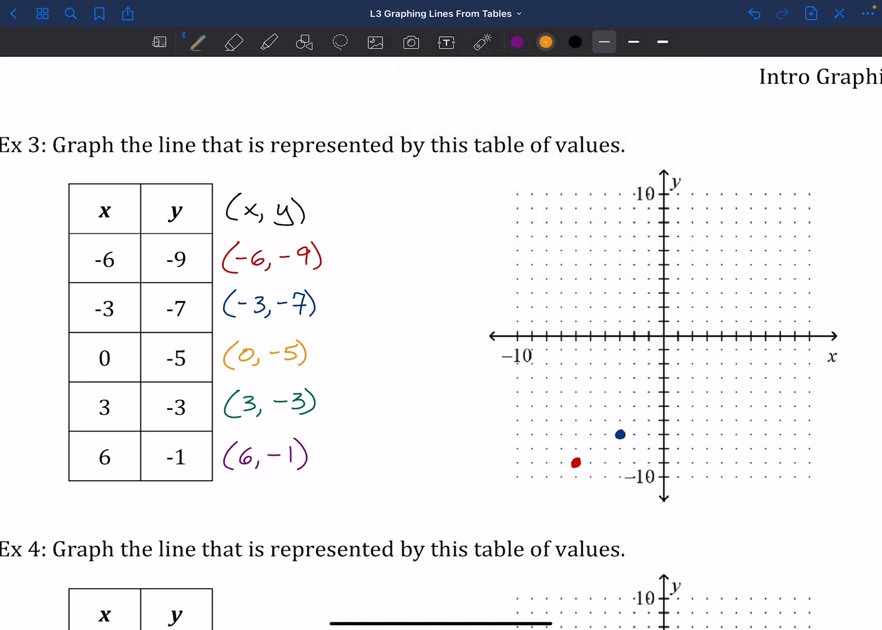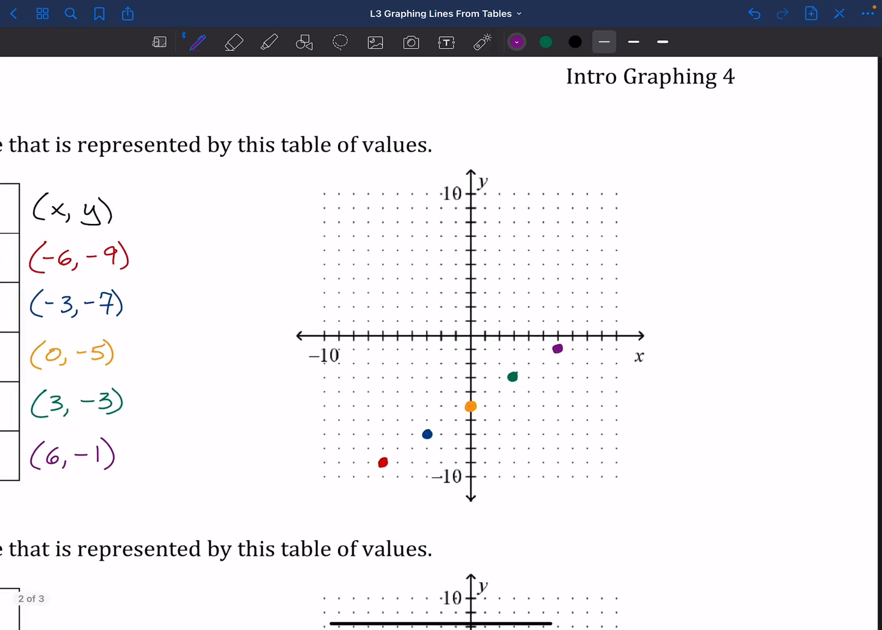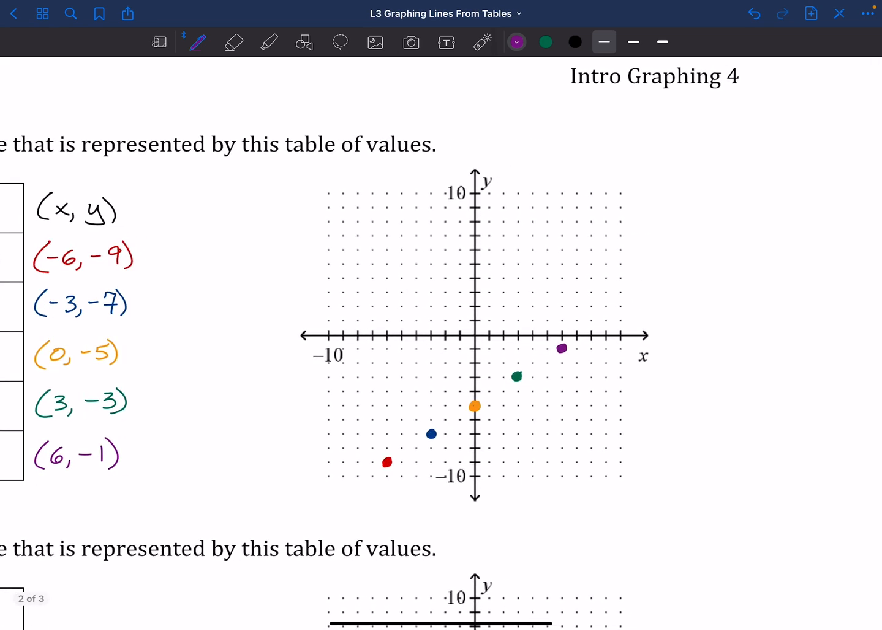This orange dot is at 0, -5. 3, 4, 5. And after that, we've got 3, -3, right over there. And last but not least, we got 6, -1. 2, 3, 4, 5, 6, and down 1 right there. So after that, again, all it really is just connecting the dots.